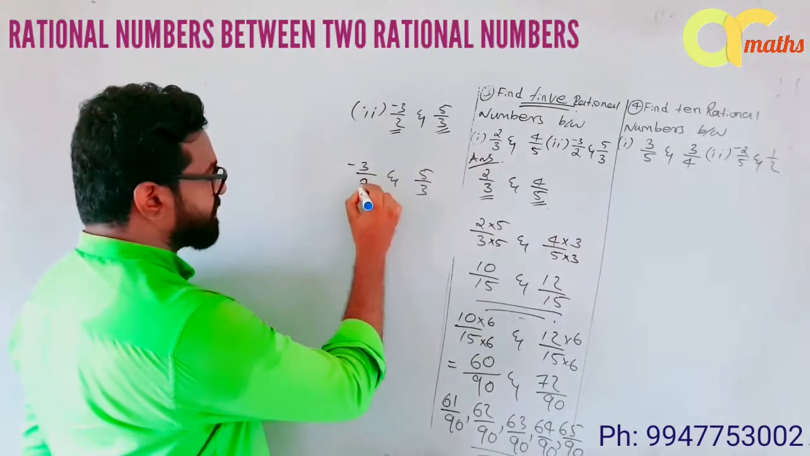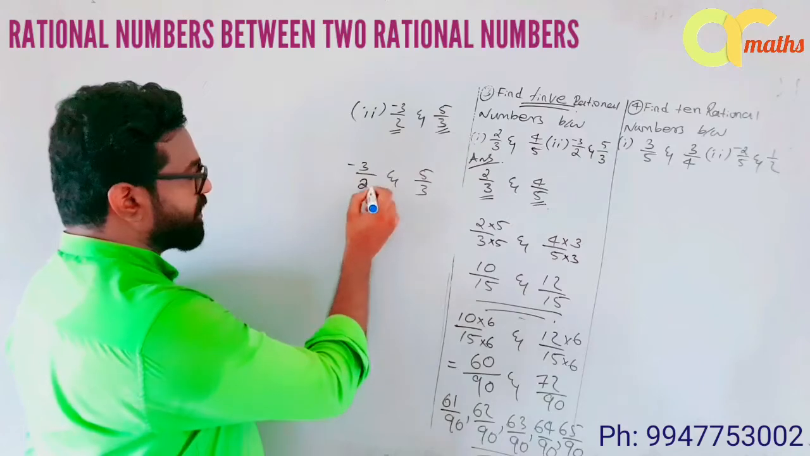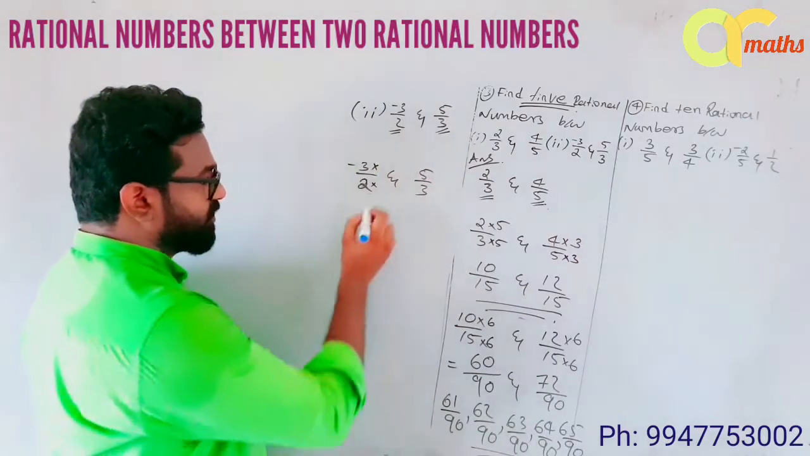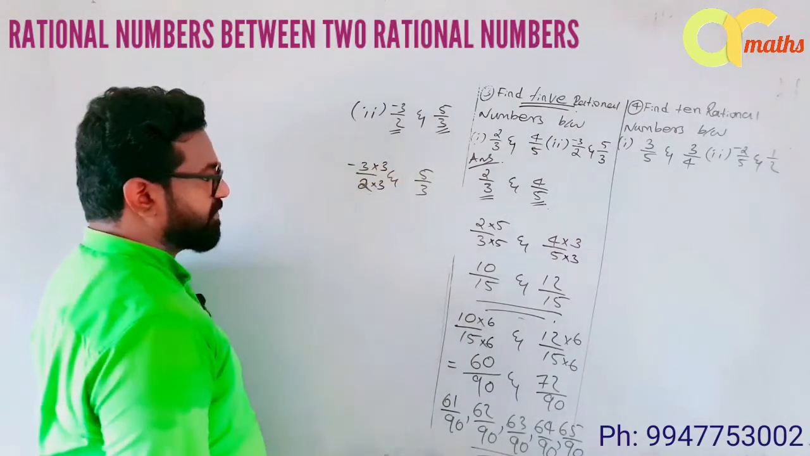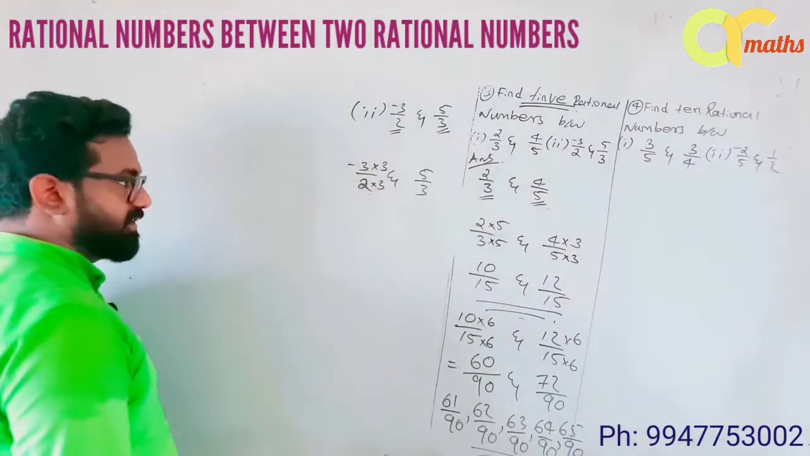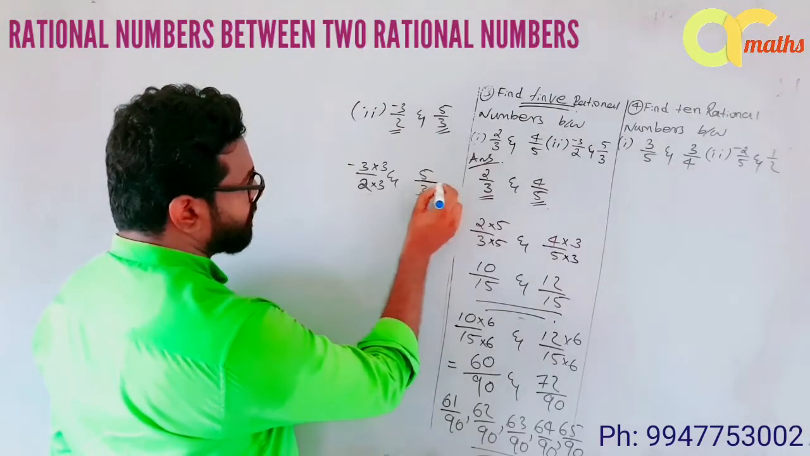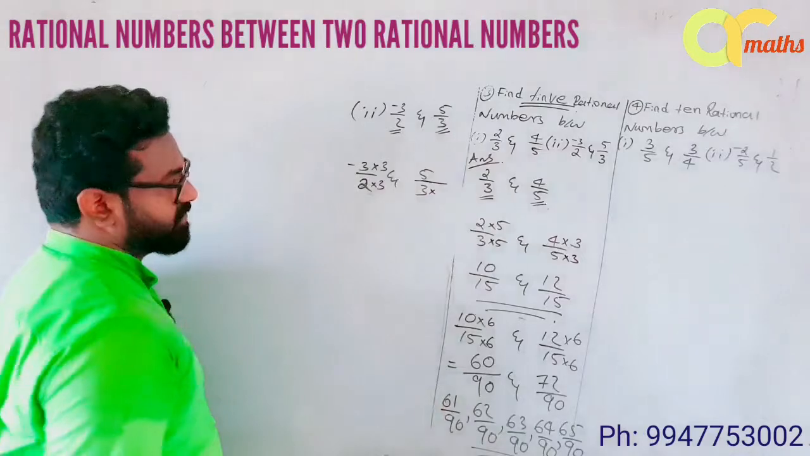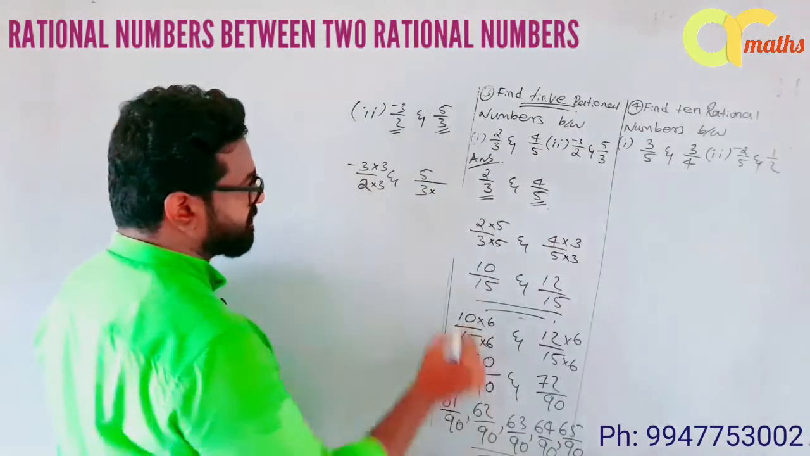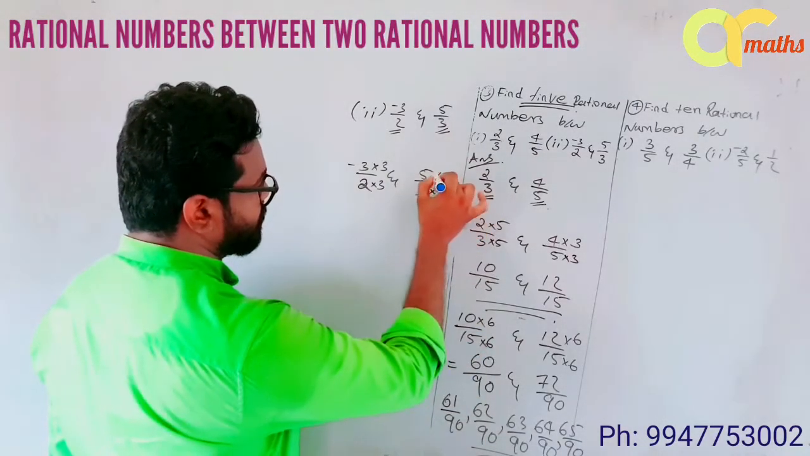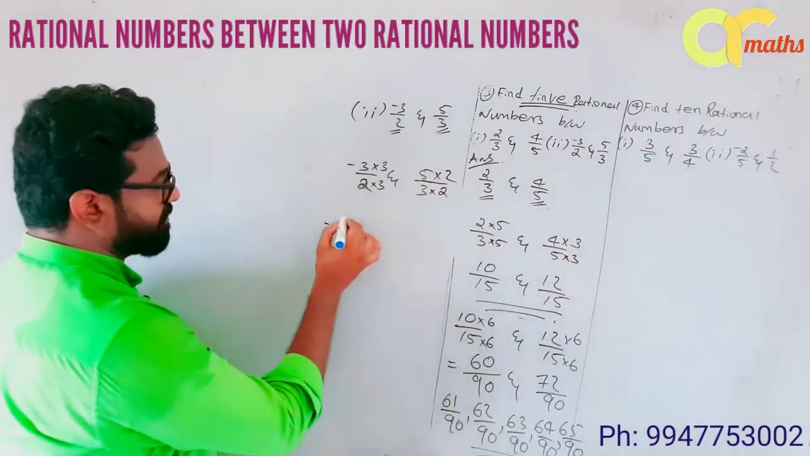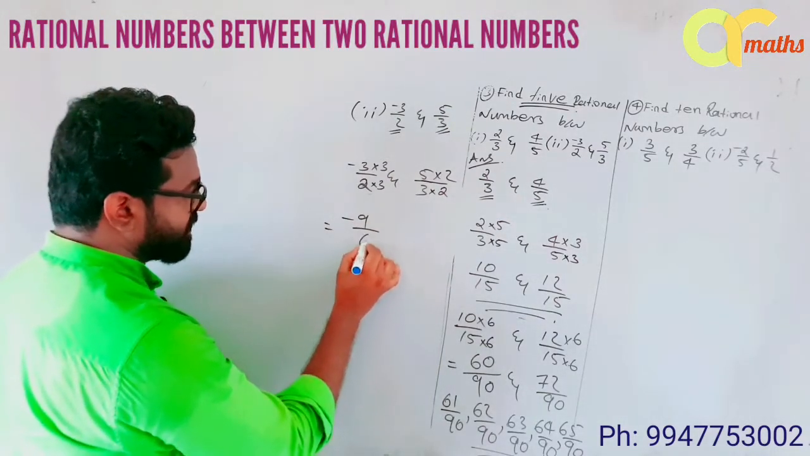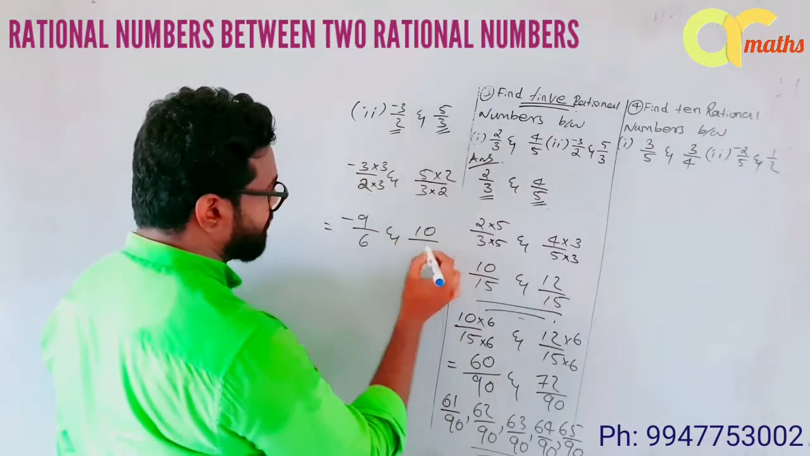Then make the denominator 6. 2 into which number will get 6? 2 into 3. Then multiply numerator and denominator by 3. Here you have to make this 3 into 6. 3 into which number will get 6? 3 into 2. Then what is the answer? Minus 9 divided by 6 and 10 divided by 6.